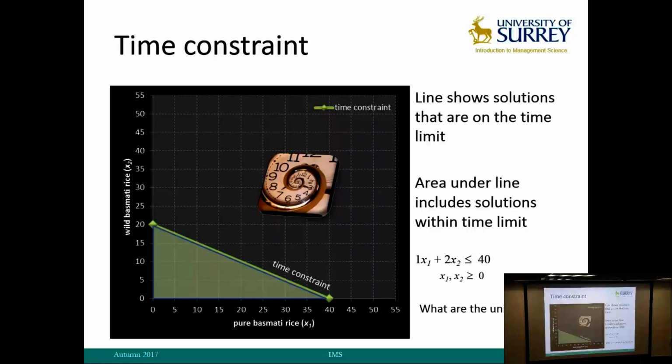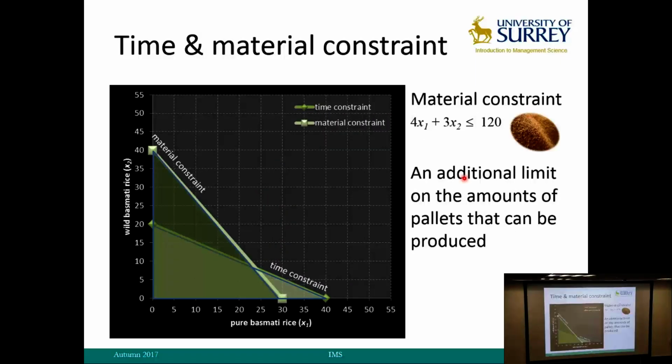If we have one constraint, it's easy to draw a line for it like this. If this is our first constraint, we should determine how many wild basmati or pure basmati rice, so two different products. We have another constraint about the raw materials. We don't know which point it should be, this point or this point. Pretty similar to the question.